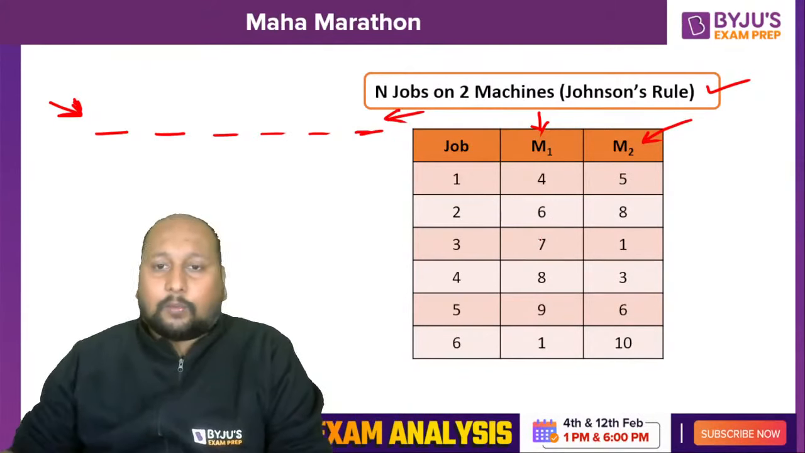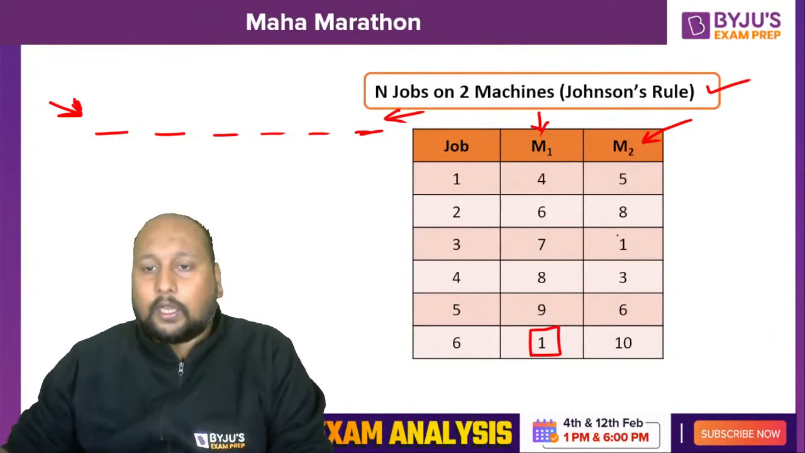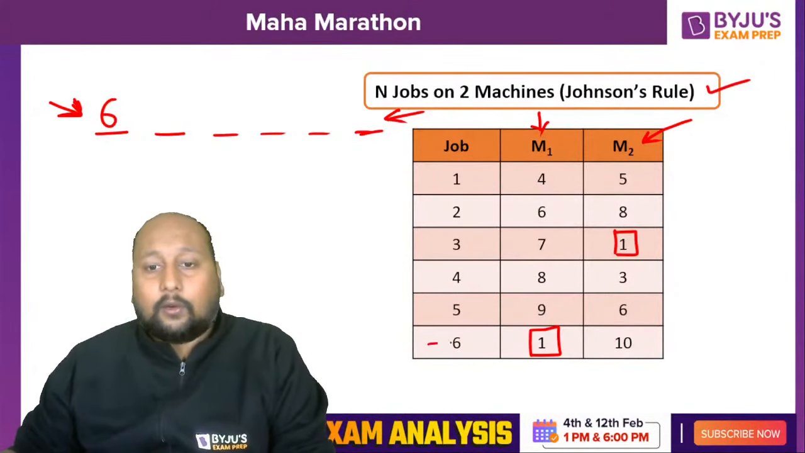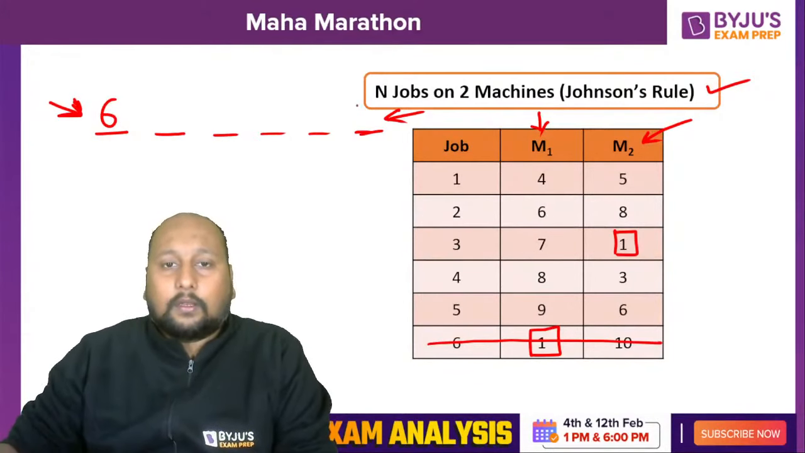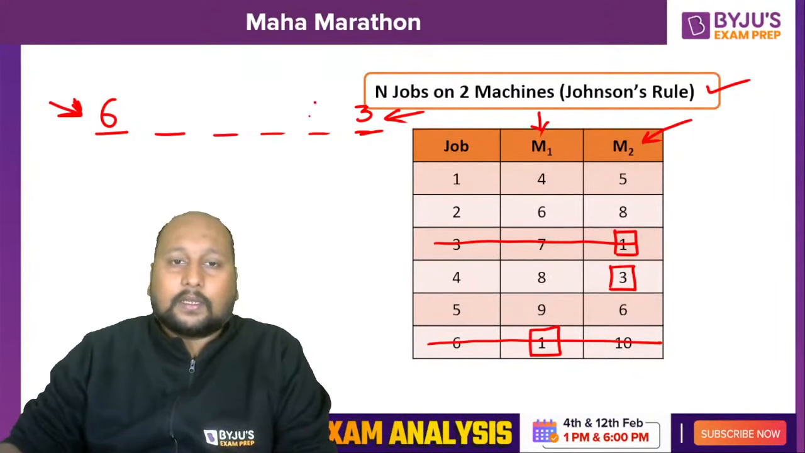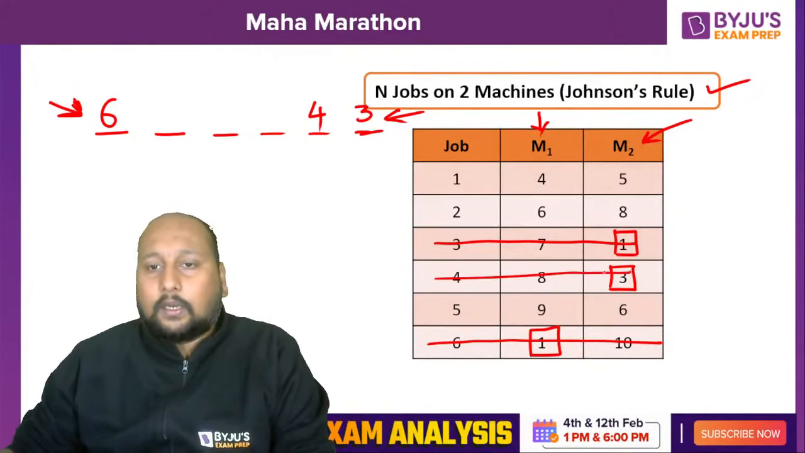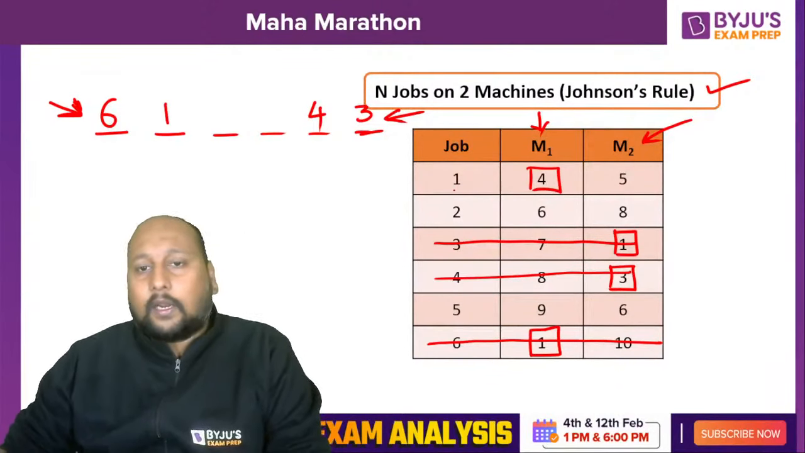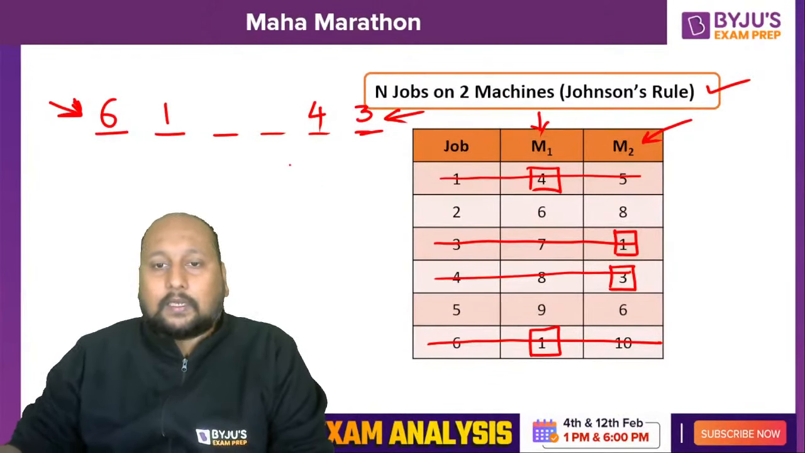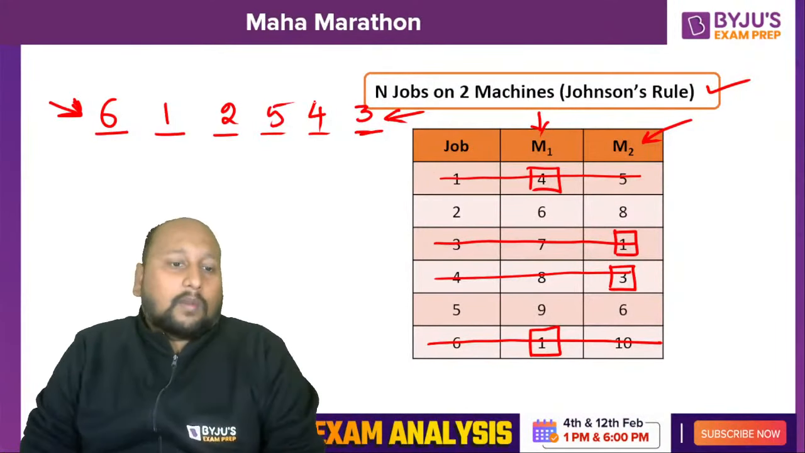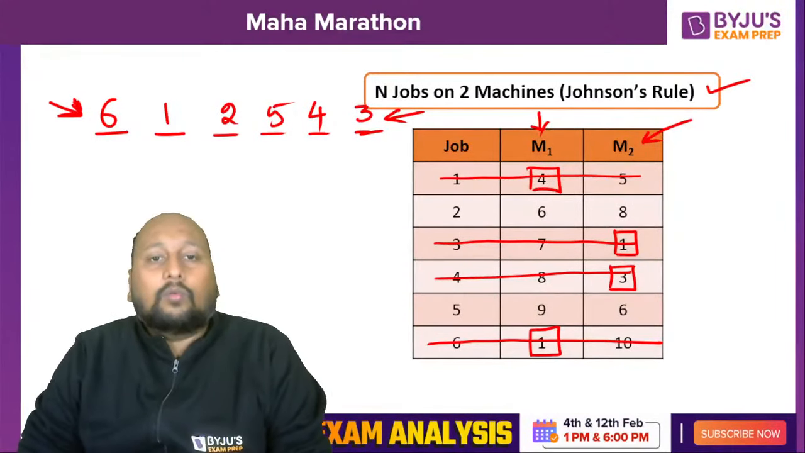Let us take one example. Suppose we have a minimum over here and here also. As this is in machine number 1, you have to allocate from the left-hand side. This is 6, strike it off. It is 3 over here. The next minimum value is 3, which is in the second machine, so you allocate from the right-hand side. This is 4, so strike off this. The next minimum value is 4, in machine number 1, so you allocate over here. Strike off this value. 6, 6, so it is coming in machine number 1. So this is 2, this is 5. The sequence that you should follow is 6, 1, 2, 5, 4, 3.